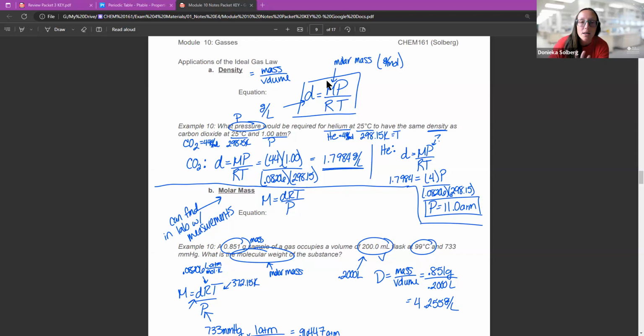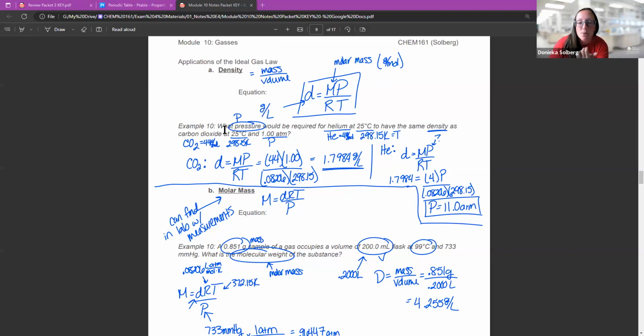So unit wise, you do need to watch your units. Your molar mass should be in grams per mole. That's what you pull off the periodic table. And then your density is going to end up being in grams per liter. Usually we do grams per milliliter, but since gases are so low density, it's going to be grams per liter.